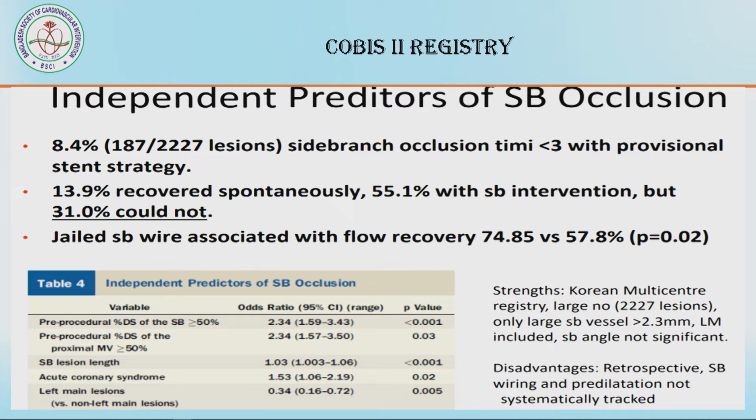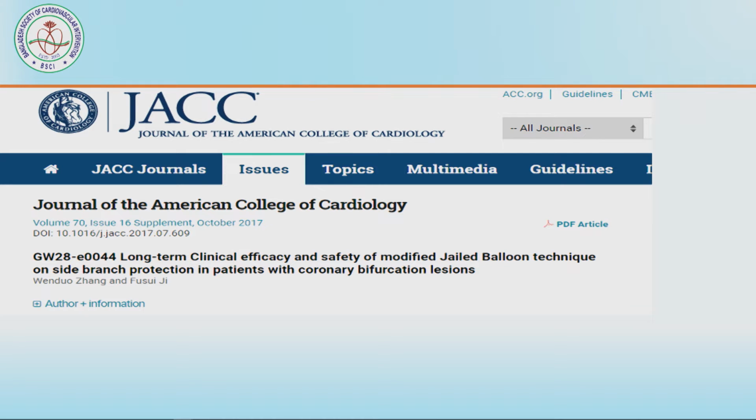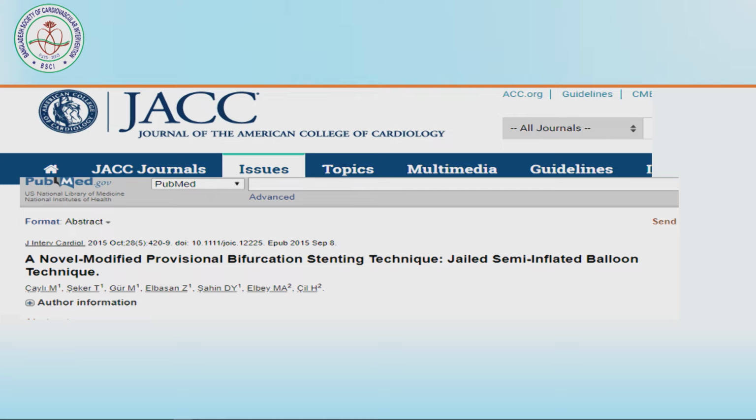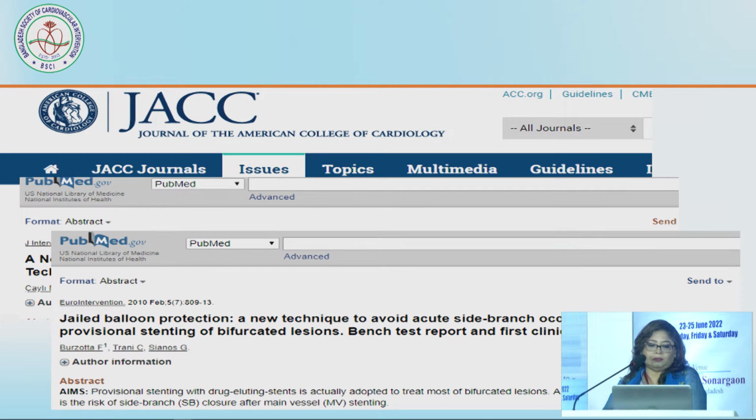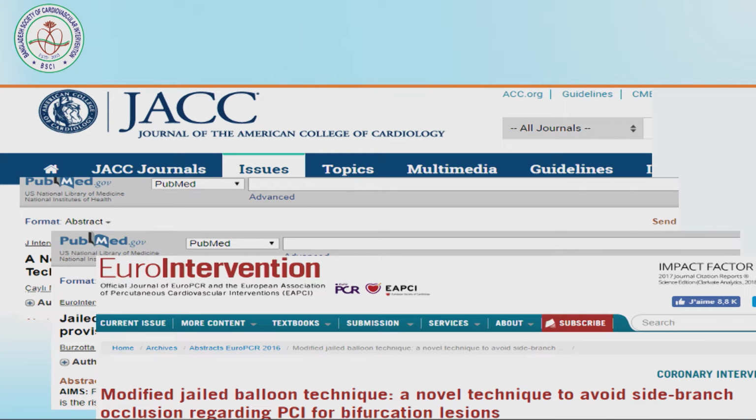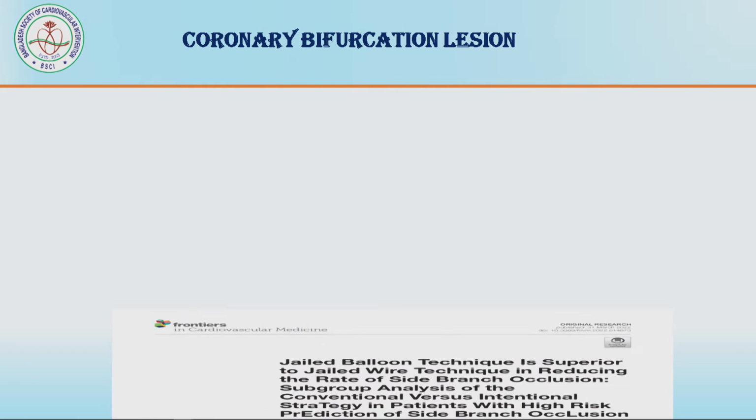So this is the COBIS registry. They have shown the superiority of side branch protection by the jailed wire technique over the single stent technique. This is a couple of literature for the jailed balloon technique: Journal of the American College of Cardiology, then Journal of Interventional Cardiology, then EuroIntervention Journal. They all show the superiority of the jailed balloon technique over the jailed wire technique.